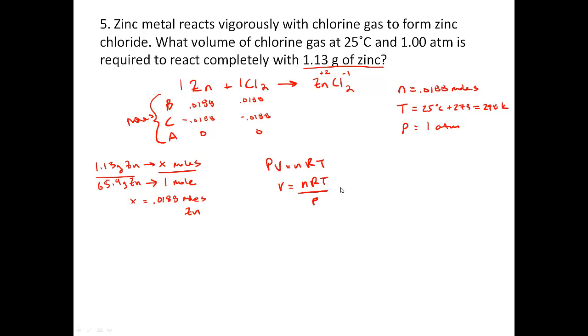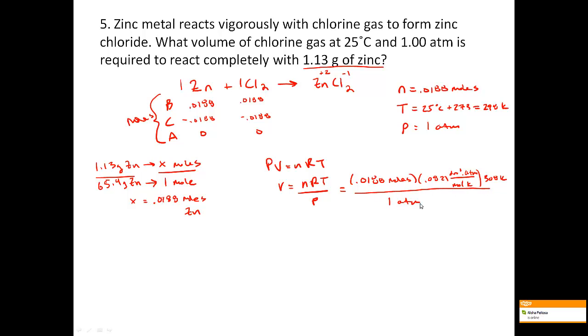Rearrange the equation. Solve for V. So, n is 0.0188 moles. R, remember R is a constant, 0.0821 decimeters cubed atmospheres per mole Kelvin. Remember T is 308 Kelvin, all over 1 atmosphere. Just for fun, you can go ahead and cancel out your units. Moles, moles, atmospheres, atmospheres, Kelvin, Kelvin. Put that into the calculator. It's looking like we're getting 0.476 decimeters cubed of gas. That would translate to 476 centimeters cubed of gas.